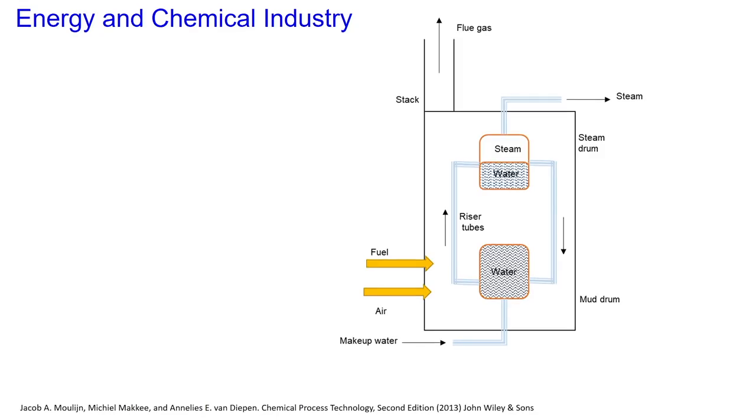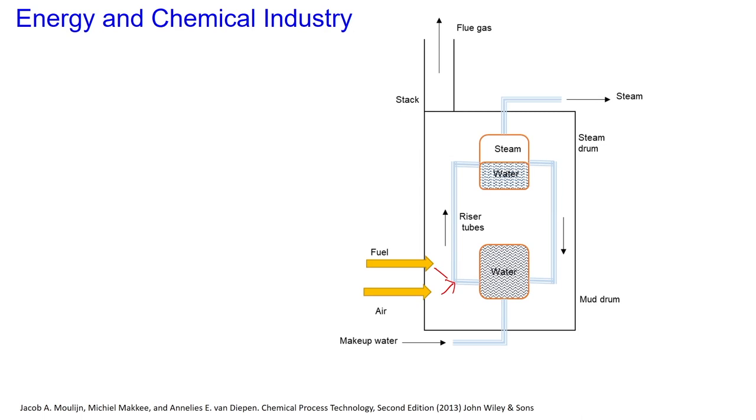You have a typical diagram for a steam generator. This is called the steam drum. Fuel and air are mixed and heated up, and water is here. The vapor comes here, goes through the riser tubes and drops down here. Here steam and water are separated out. Steam is then let out from this upper channel, and the remaining water comes down and is reheated again.